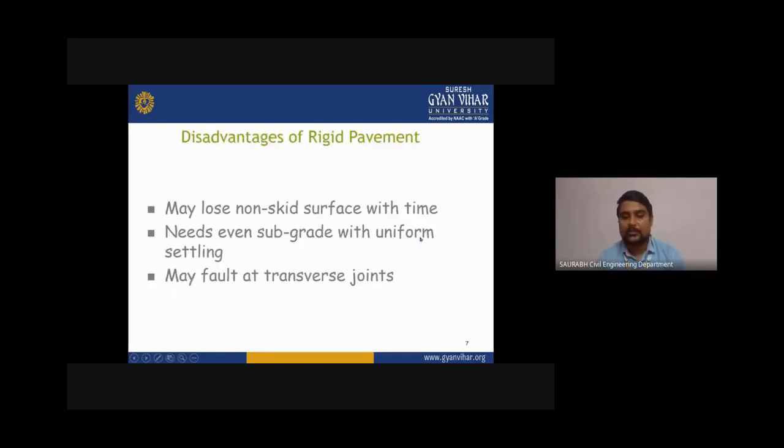Here are the disadvantages of the rigid pavement. It may lose non-skid surface with time, needs an even subgrade with performance settling, and may fault at transverse joints. So these are the disadvantages of the rigid pavement. As you can see here, we cannot make a non-skid surface using rigid pavement, because when we prepare rigid pavement, the surface will be very smooth, and smoothness may reduce the friction between tires and road.